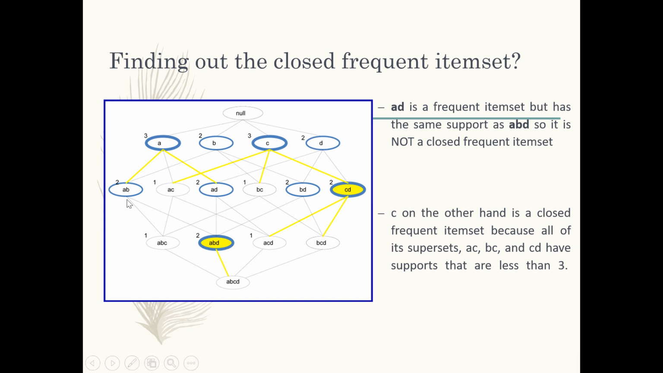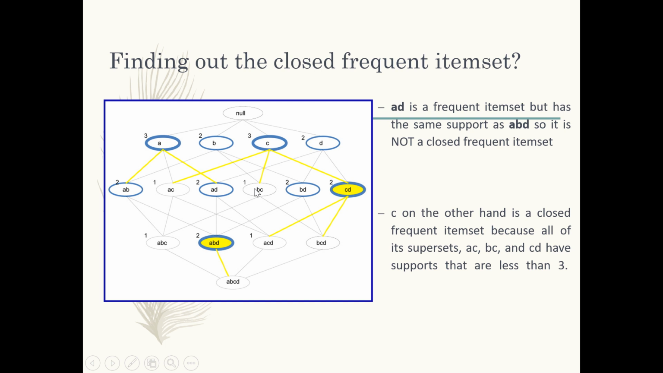There are others also. You can see AC is also the same, so it is not closed. ACD also is not. So AC is not a closed frequent set. Now let's try to find out where the closed one is. Concentrate on C. C has count 3, and then check all the supersets. This is AC. It is 1 less, okay, fine. It can be a closed item set because the superset has a lesser count.